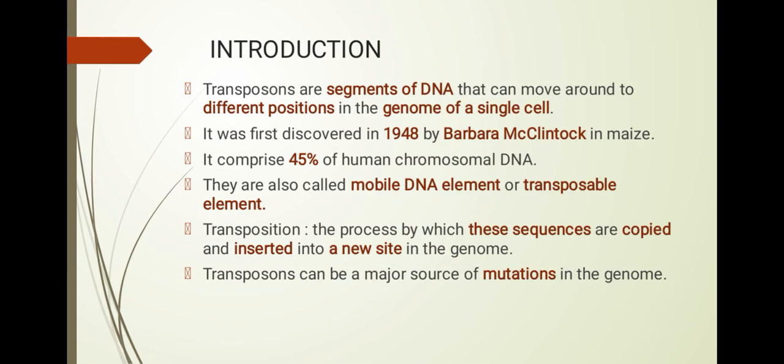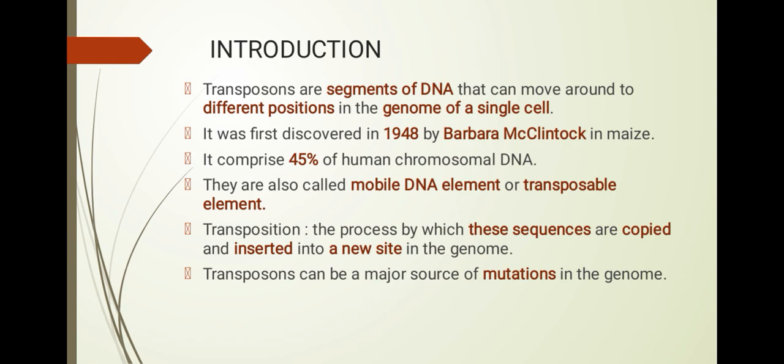Transposons in bacteria. Transposons are segments of DNA that can move around to different positions in the genome of a single cell. They were first discovered in 1948 by Barbara McClintock in maize. They comprise 40% of human chromosomal DNA. They are also called mobile DNA elements or transposable elements.